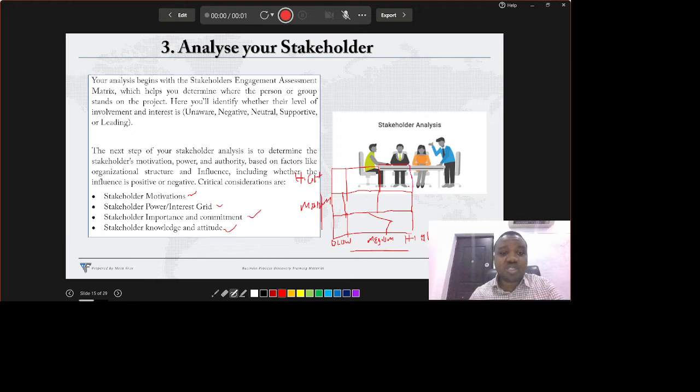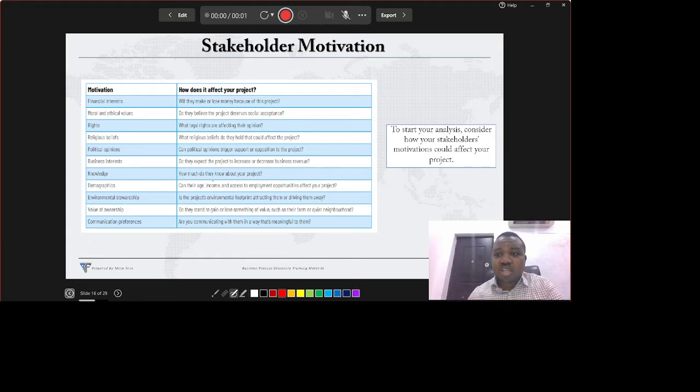But before we do that, we'll see how to manage stakeholders' motivation, how to motivate them, or how to identify things that motivate those stakeholders. So, to start your analysis, consider how your stakeholders' motivation could affect your project. This is very, very key, and very important. So, there are some motivation considerations that we have identified.